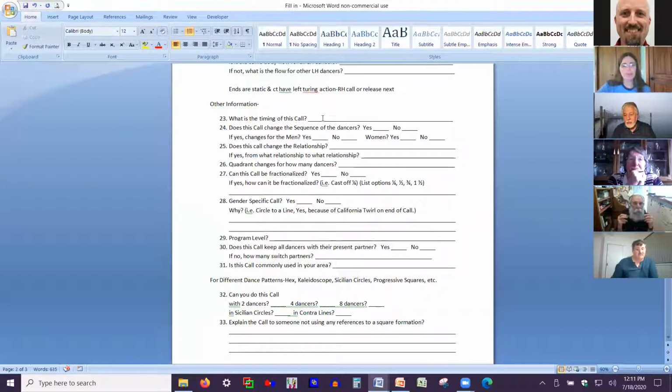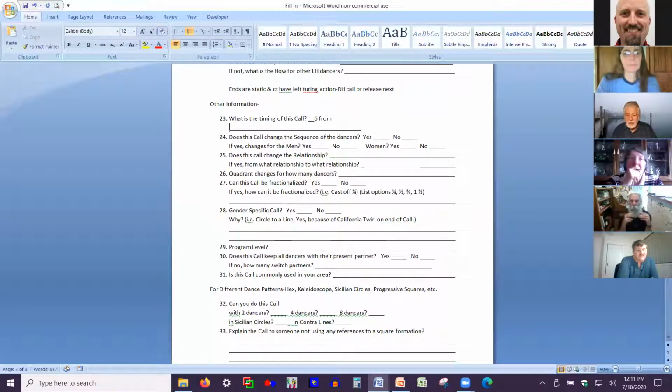So what is the timing of this call? Isn't it 6? It depends on whether it starts in a wave or facing couples, among other things. Okay. Well, the timing's defined as 6, so just put that in there.